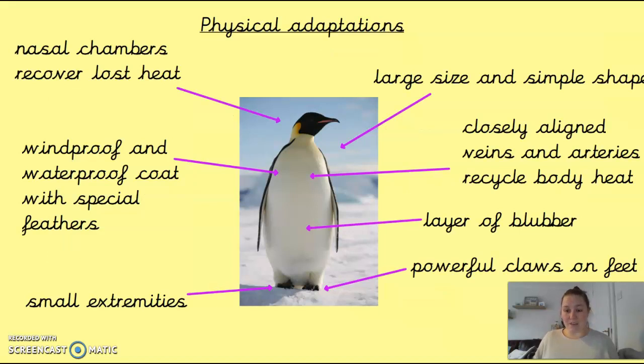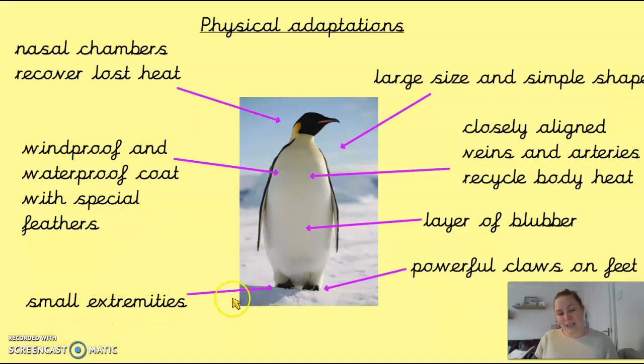So it's living in Antarctica. It's going to be really cold. So it has got nasal chambers which recover the lost heat. So in its nose, it can recover heat through its nasal chambers. Its coat is made up of special feathers, and they are both windproof and waterproof.